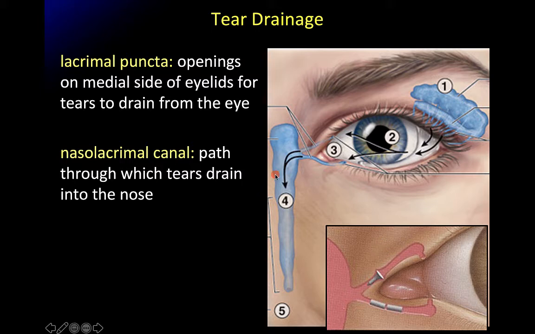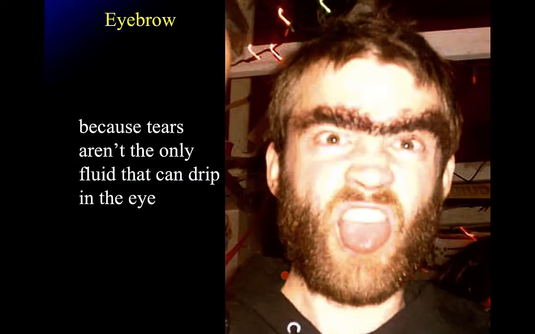The tears will then drain through the nasolacrimal canal. If you remember your lacrimal bone, it had a little groove in it with a hole in the bottom. And this nasolacrimal sac here is going to sit in that groove, and the nasolacrimal canal will drain down through that hole, causing tears to drain out into your nose.